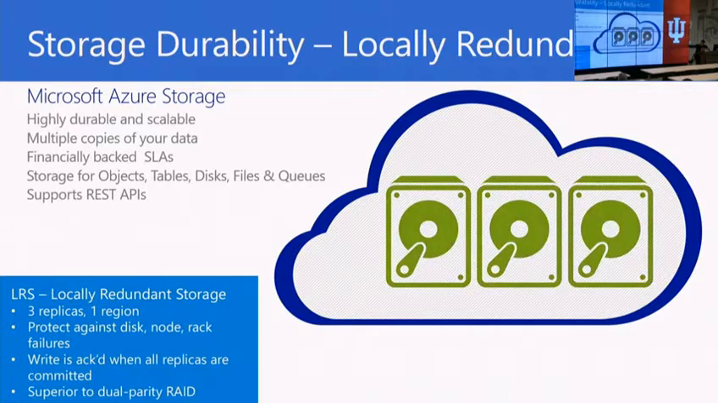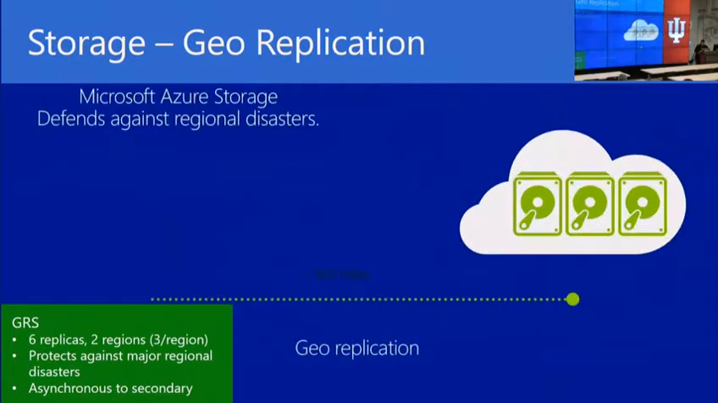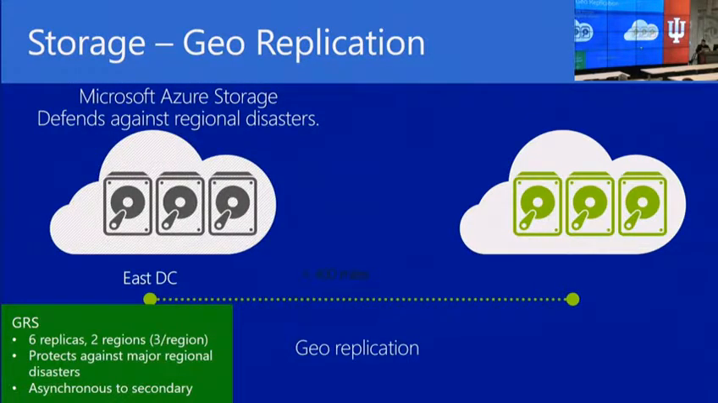We also offer the REST API. So if you have any workloads where you want to do programming and connect directly to the storage, you can do that over the REST API or CPS. So again, you can have six replicas across two regions to protect you against regional disasters. And you have the concept of geo-replication with the GRS option. So if you have another data center at least over 400 miles away, you replicate that data to it.